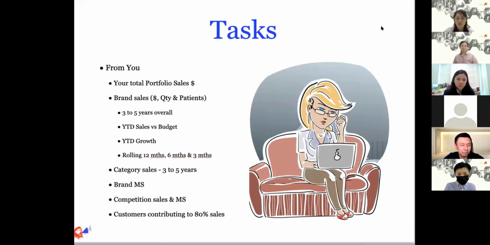I want from the product managers, the brand managers. First of all, let me check in with you, Xu Wei and Fiona. Do you have this first thing here, your total portfolio sales in value? Do you have those numbers? And when I say numbers, I'm talking about 5 years. In your case, Fiona, do you have it somewhere? Do you have to dig around?